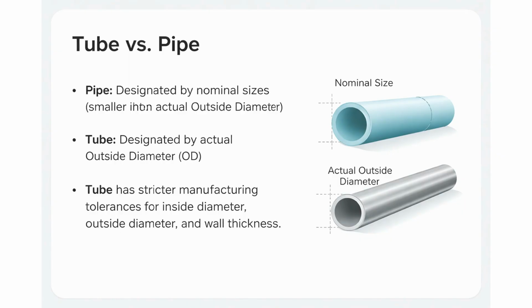While they look similar, pipe sizes up to 12 inches are designated by nominal sizes, which are actually smaller than the outside diameter. Tube sizes, on the other hand, are almost always identical to their exact outside diameter. Tubes also have much stricter manufacturing tolerances for their dimensions.